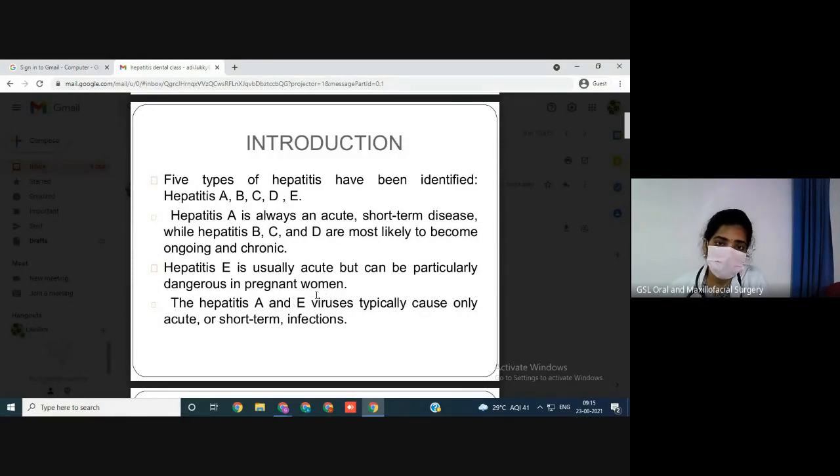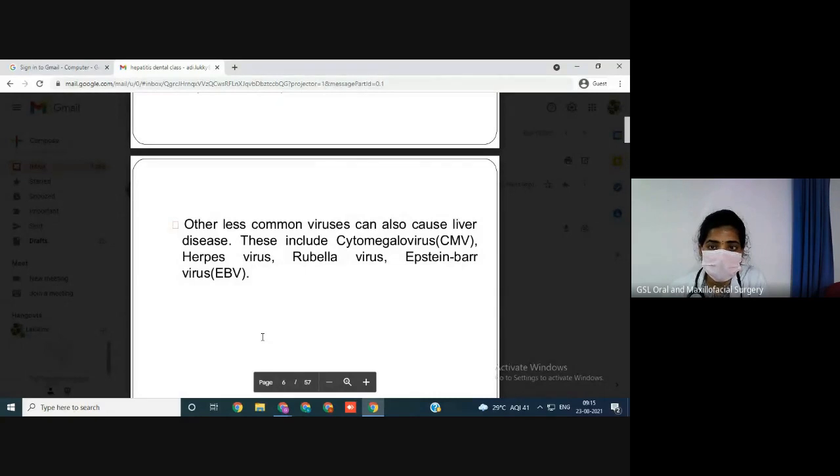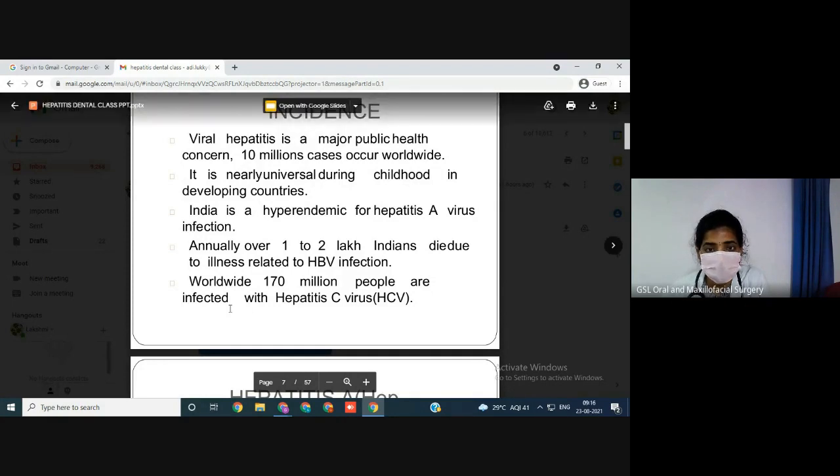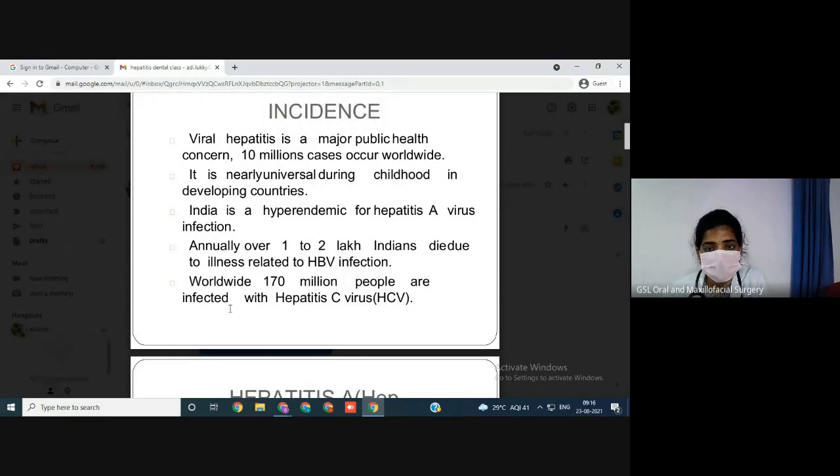So the only acute hepatitis are A and E. B, C, and D can have an ongoing process and can lead to chronic hepatitis. Other less common causes are cytomegalovirus, herpes virus, rubella virus, and Epstein-Barr virus infections. Viral hepatitis is a major public health concern, with 10 million cases occurring worldwide. It's nearly universal during childhood in developing countries. India is highly endemic for hepatitis A virus infection because of improper sanitation. Annually, over 1 to 2 lakh Indians die due to hepatitis B virus infection.